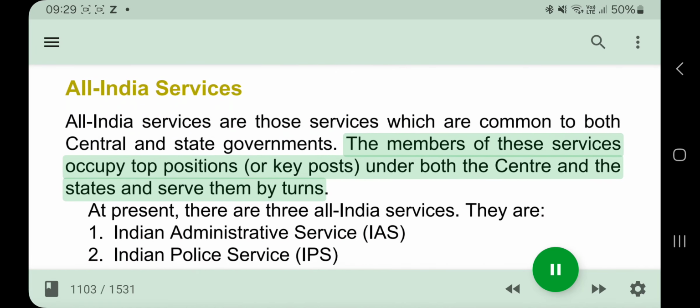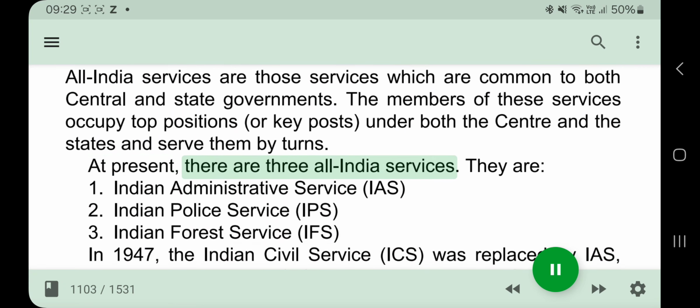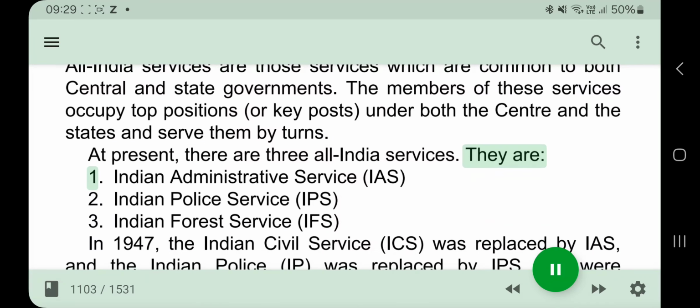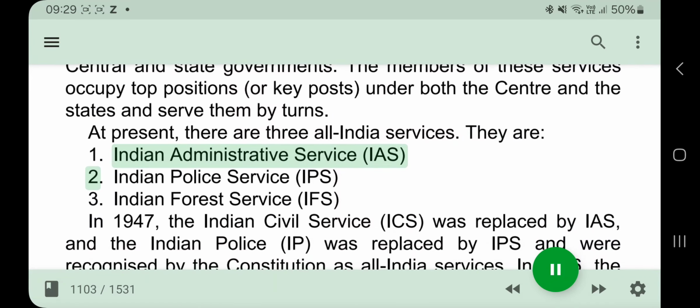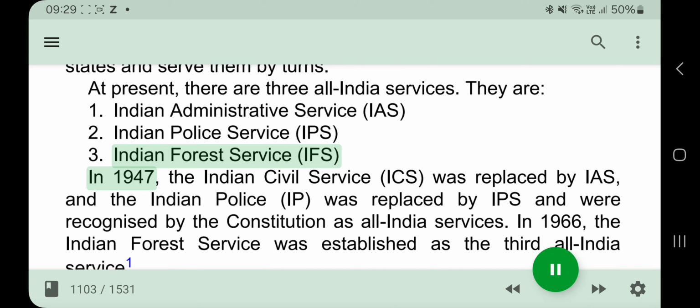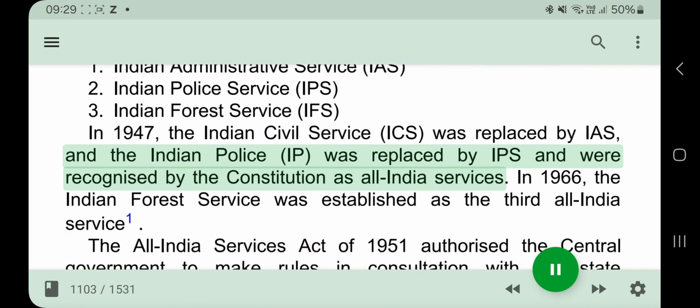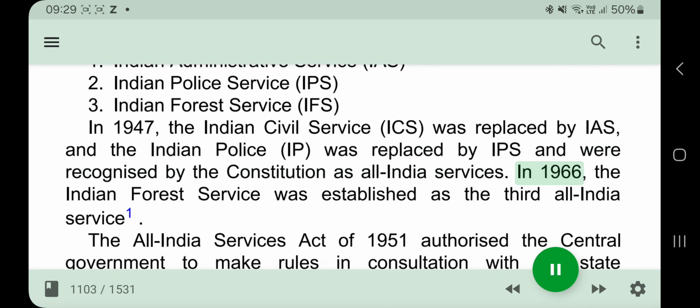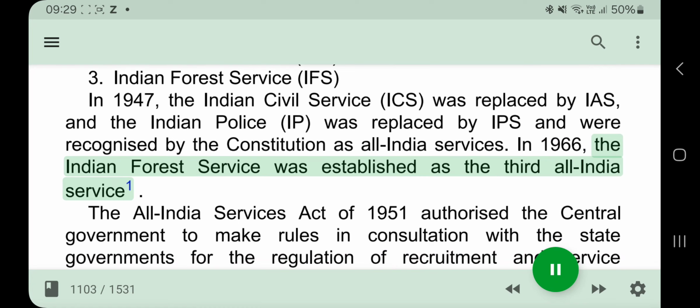The members of these services occupy top positions, or key posts, under both the centre and the states and serve them by turns. At present, there are three All India services. They are: 1. Indian Administrative Service, IAS, 2. Indian Police Service, IPS, 3. Indian Forest Service, IFS. In 1947, the Indian Civil Service, ICS, was replaced by IAS, and the Indian Police, IP, was replaced by IPS and were recognized by the Constitution as All India Services. In 1966, the Indian Forest Service was established as the third All India Service.